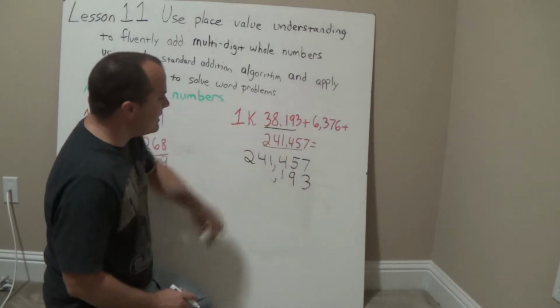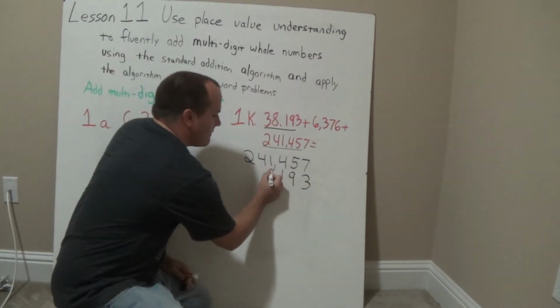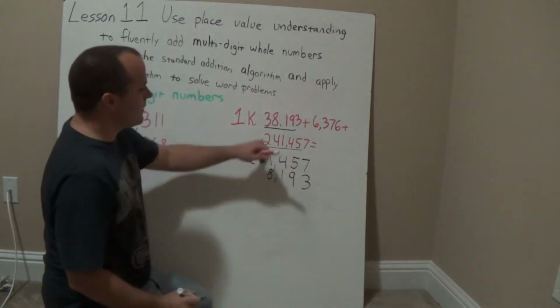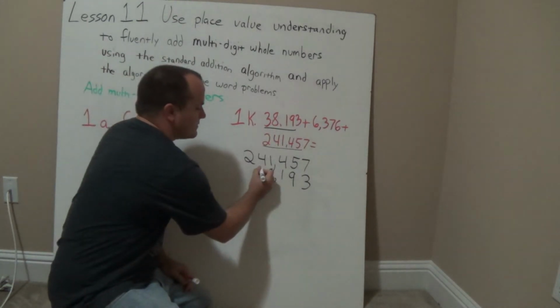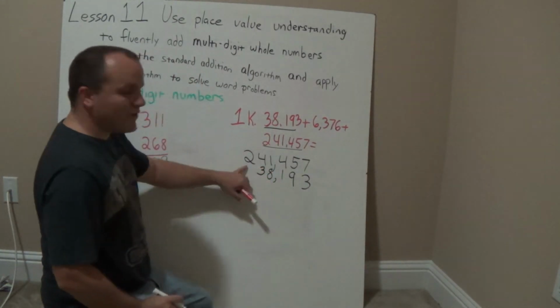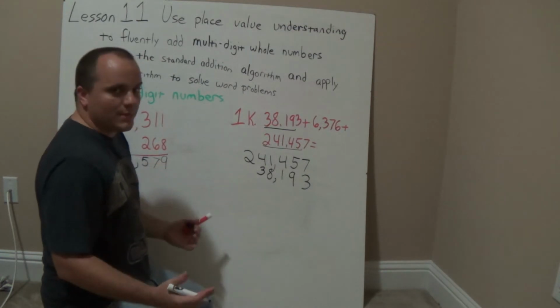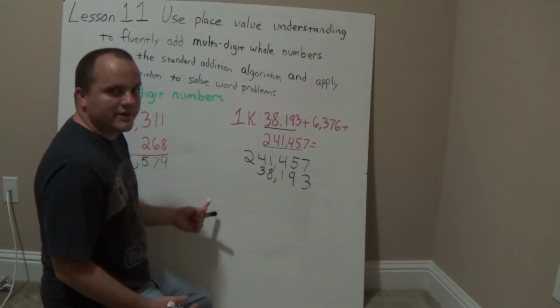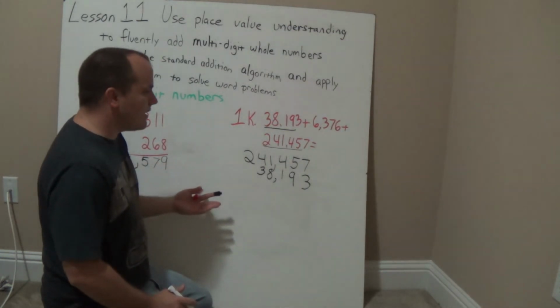Now I have an 8 in my thousands place. So let me find my thousands place, put my 8. A 3 in my 10,000s place. Now, I don't have anything in the 100,000s. I have 2 options here. I can leave it blank or I can put a 0. I'm just going to leave it blank right now.